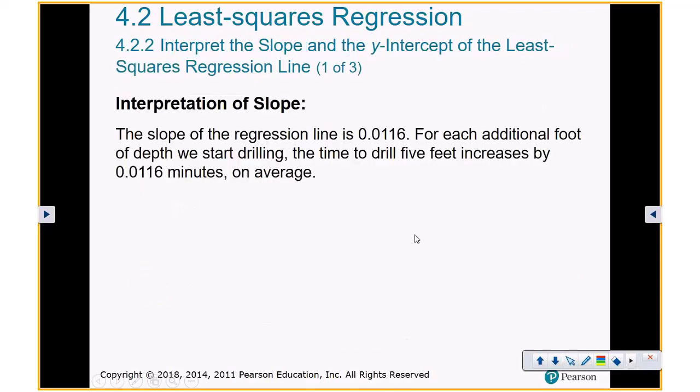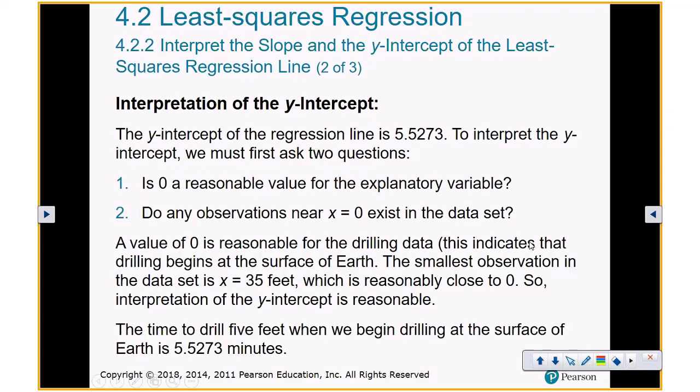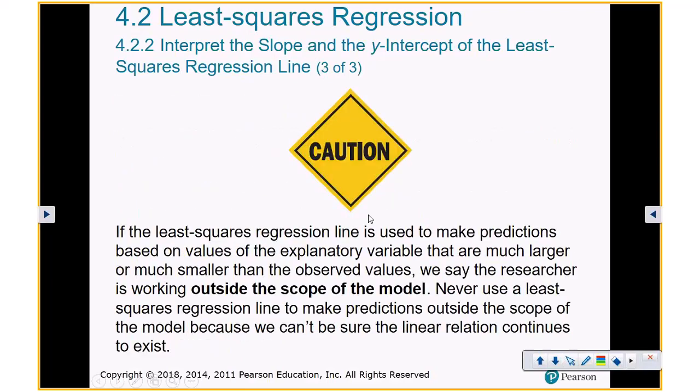Okay. Interpretation of the slope. We know what the slope is. That's vertical over horizontal. Never, okay, write this down. Never use a least squares regression line to make predictions off of the graph. Never use the line that we're finding to go off the graph.